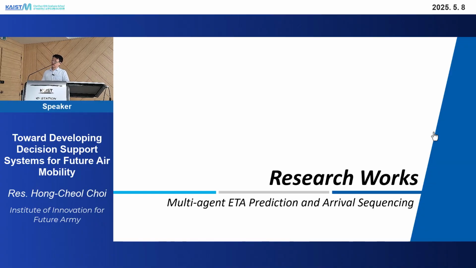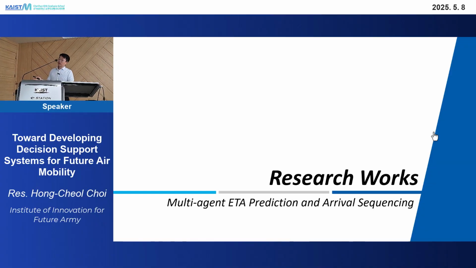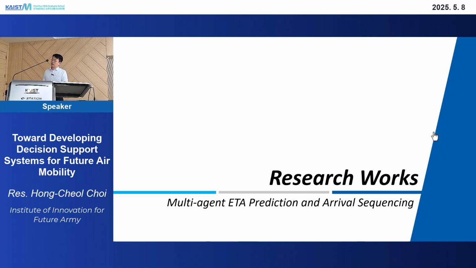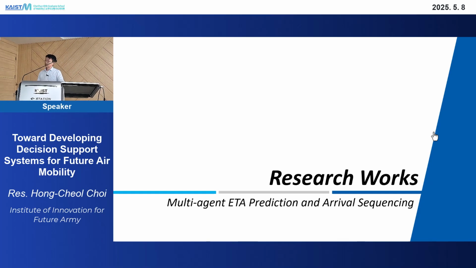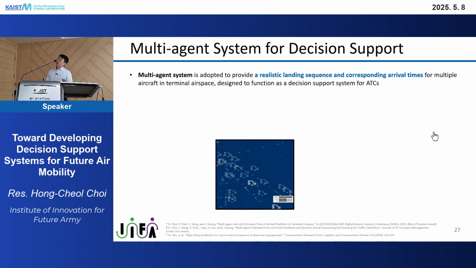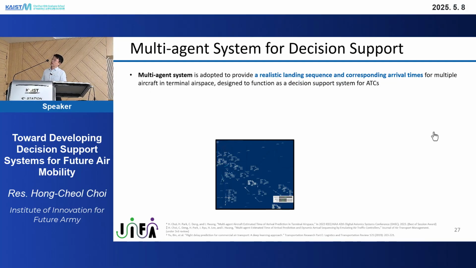And the next topic is multi-agent ETA prediction and arrival sequencing. It is related to multi-agent systems, which is one of my research directions. The multi-agent system can be used for decision support. I tried to use this multi-agent system for realistic landing sequences, which means it is not an optimal landing sequence, but it considers practical considerations by the air traffic controllers, and at the same time it can provide the arrival times.